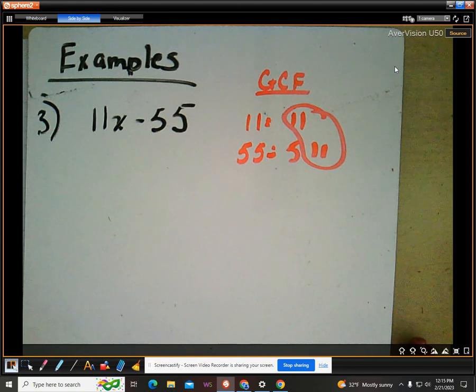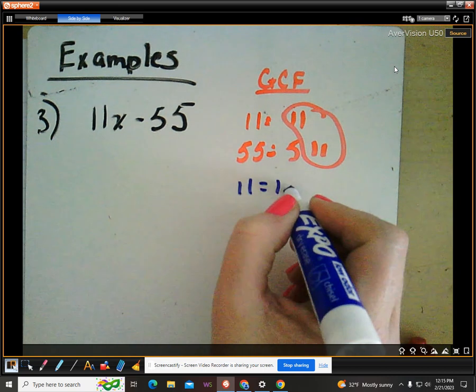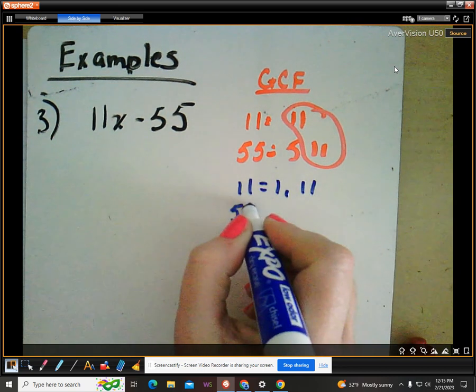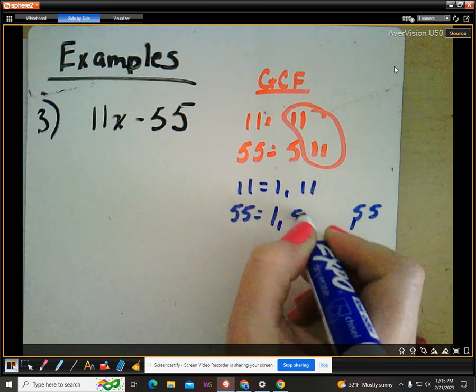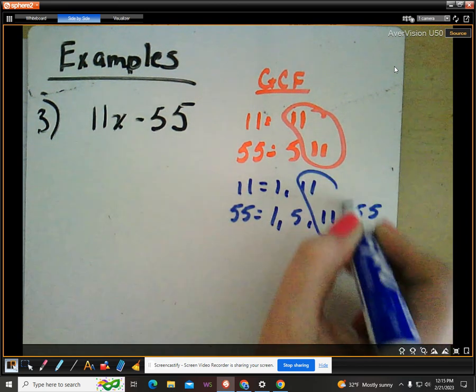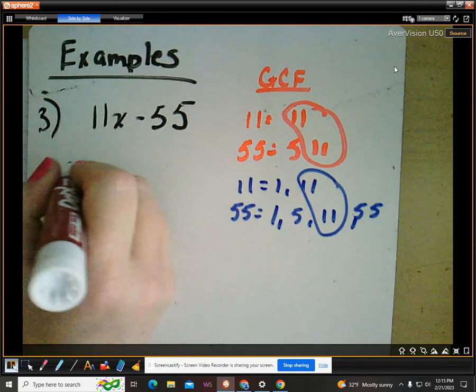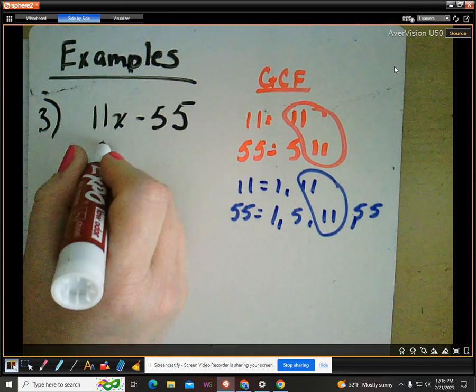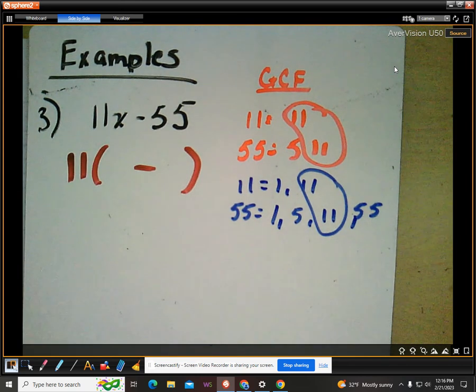If I wanted to list the factors, which for 11 doesn't take too long because it's just 1 times 11. 55 isn't too bad. It's 1 and 55. 5 and 11. Greatest common factor is 11. Okay? So nothing has changed so far. Greatest common factor goes on the outside. This is subtraction. Okay? Here's what's slightly different.